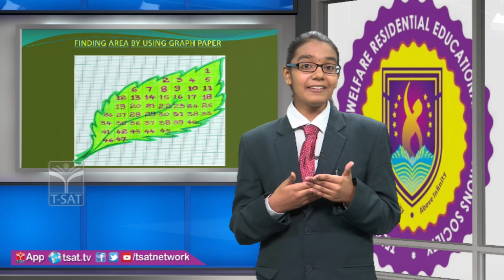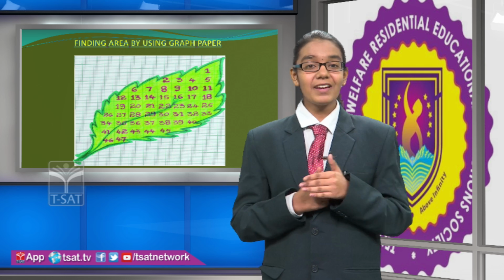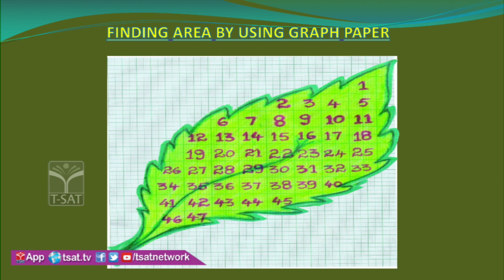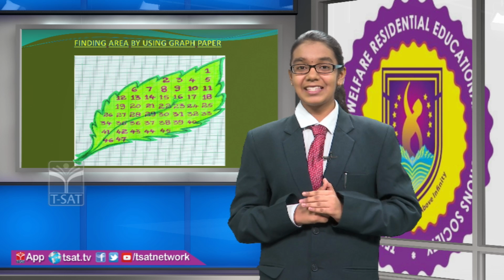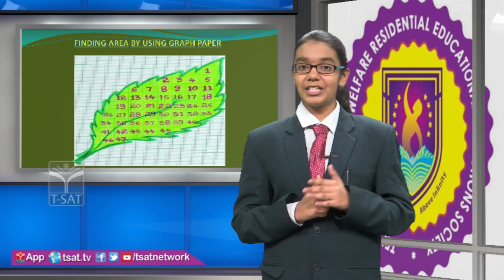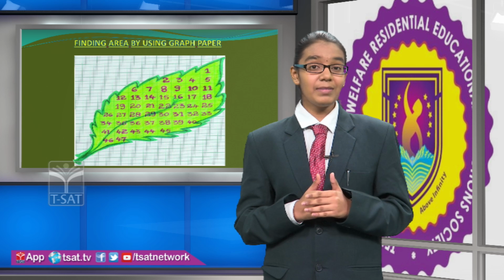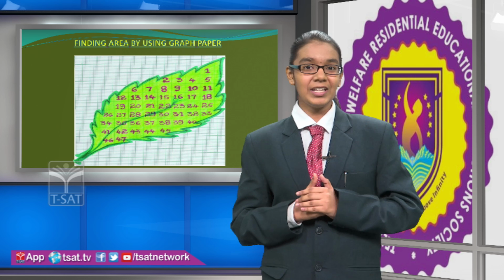Now observe that leaf. How many full squares does it occupy? Yes, it occupies 47 full squares. So, the area of the leaf on graph paper is 47 square units. Here we didn't take its side as meters or centimeters. So simply we took its area in units.